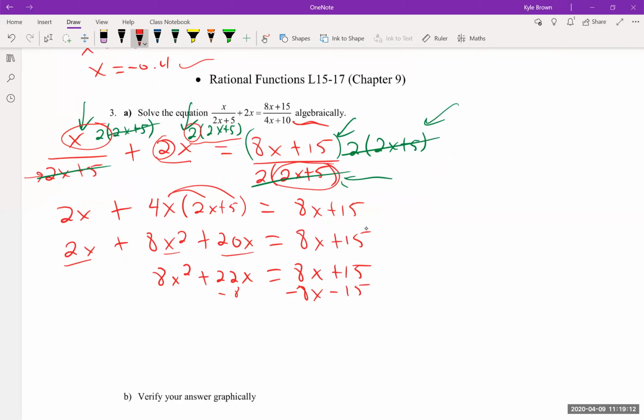Minus 8x. And this would have been like plus 0, right? Minus 15. So on this side, we get 8x squared plus 14x minus 15 is equal to 0.